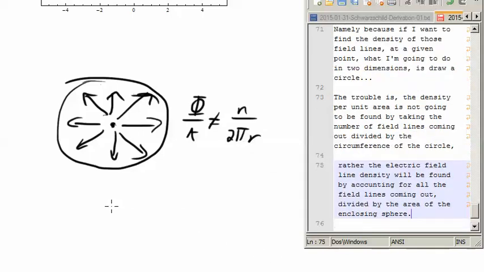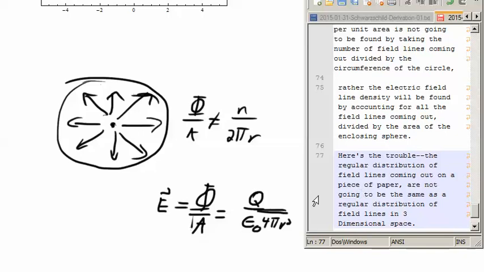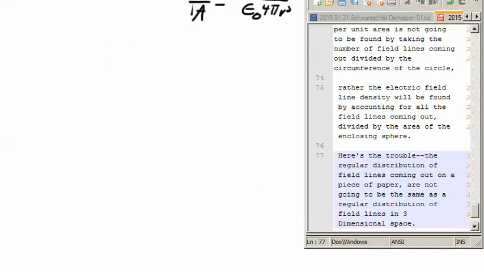Rather, the electric field line density, which is the count divided by area, will be found by accounting for all of the field lines coming out, which is proportional to the charge enclosed divided by epsilon naught, divided by the area of the sphere, 4 pi r squared. Here's the trouble. The regular distribution of field lines coming out of a piece of paper is not going to be the same as the regular distribution of field lines in 3-dimensional space.